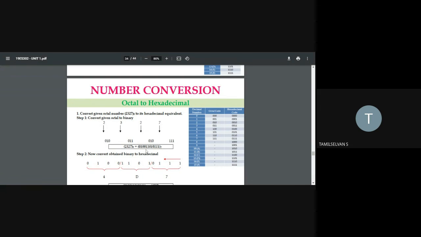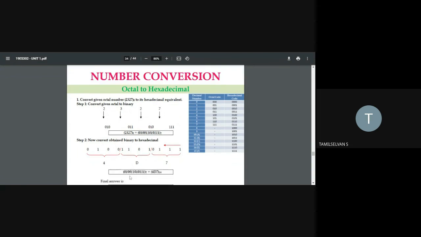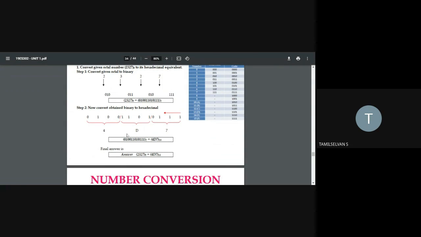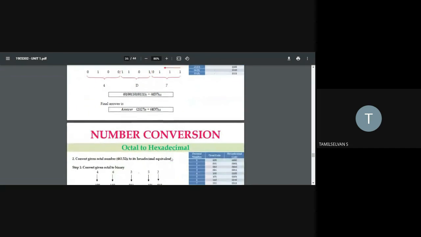1011, I can separate this. 0010, I can separate this. Okay, so 4D7 is the equivalent hexadecimal value for the binary value.